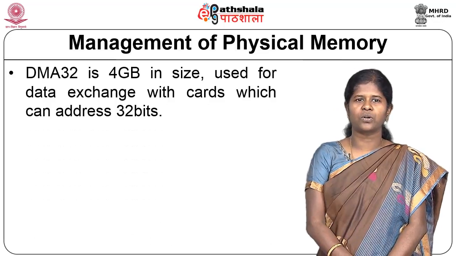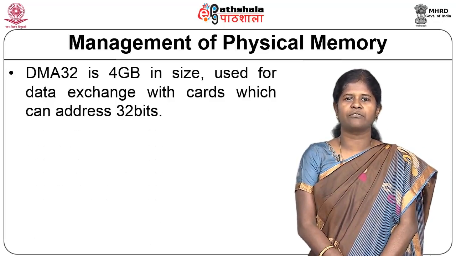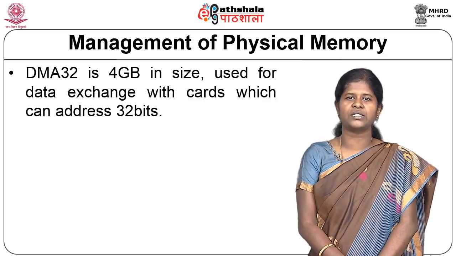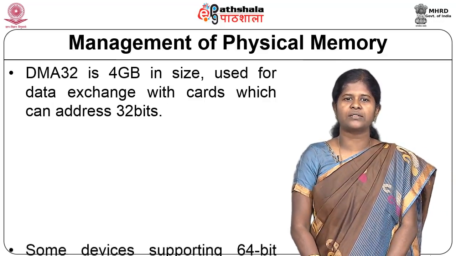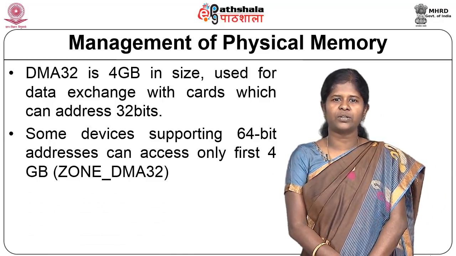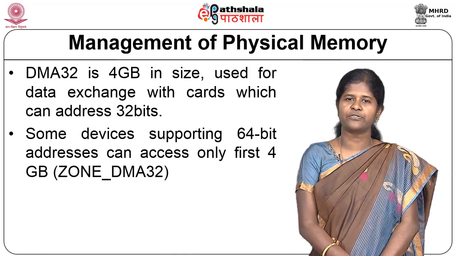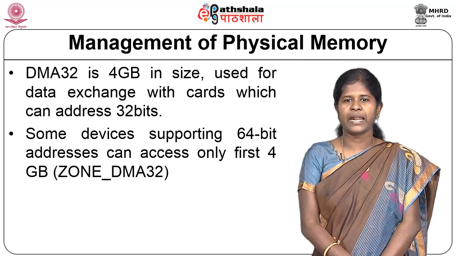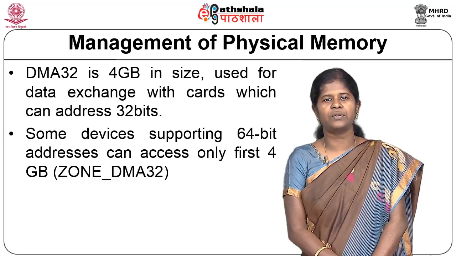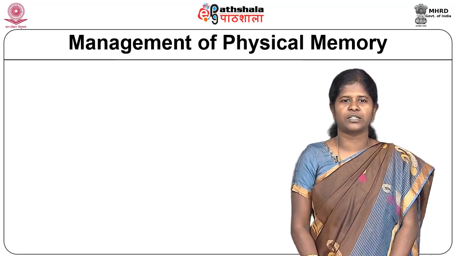And the next zone, called DMA 32, is 4 GB in size, and this is used for data exchange with cards which can address up to 32 bits. But some devices, even though they support 64-bit addressing, can access only the first 4 GB, and hence they will use this zone DMA 32.